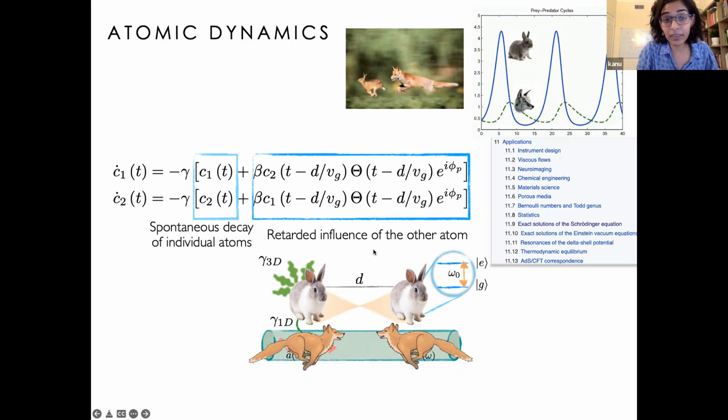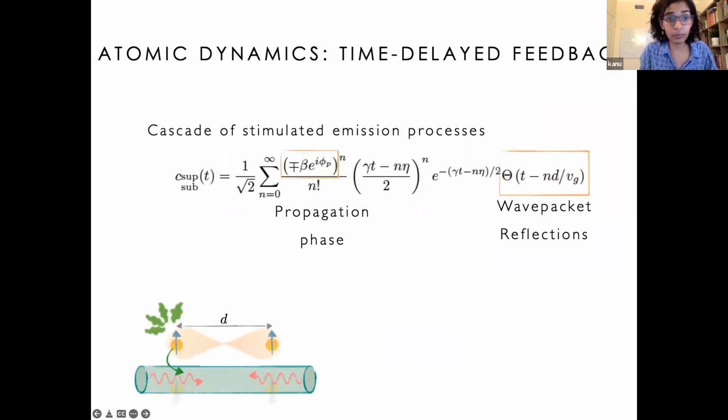So the nice thing is, though, it's a very well studied dynamical problem, and we can therefore look at what the dynamics actually is. So here is the result, which is the amplitudes of the two atoms as they evolve as a function of time. So what's going on here is you can see that there's a cascade of stimulated emission processes.